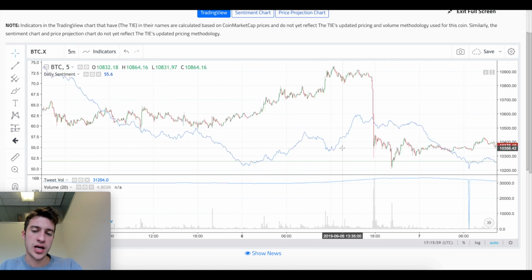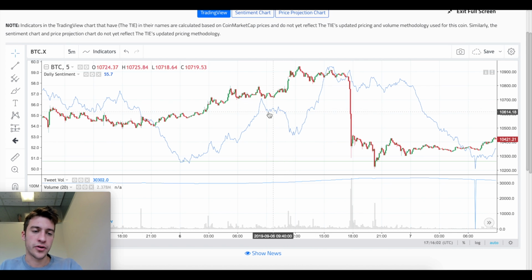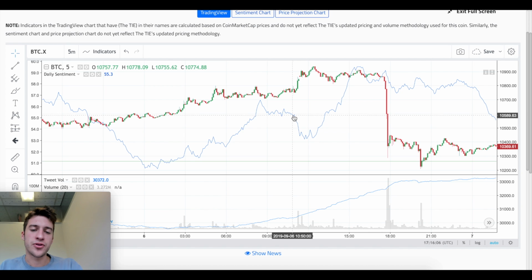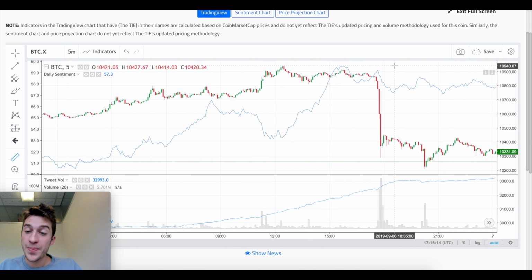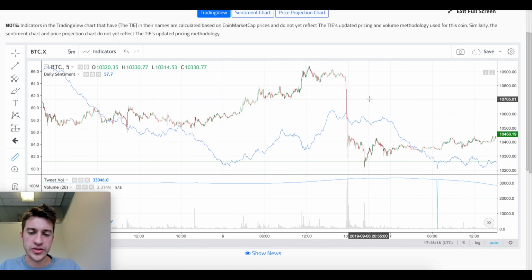That's what I'm talking about right here, where we fell from 55.6 down to 53.1. After many people thought the market was likely going to reverse, as you can see from this decline in sentiment, the market rose. The market rose about 1%.